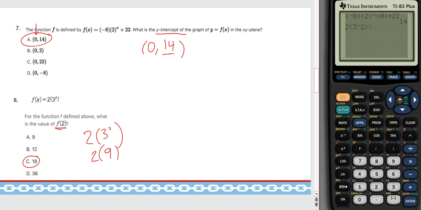Notice that they put the 9 from 3 squared in there. They also put 12. A common mistake would be to not square the 3. People do 3 times 2 and get 6, and 6 times 2 is 12. That's also one of the answer choices. So I have to make sure we are paying attention and using exponents properly.